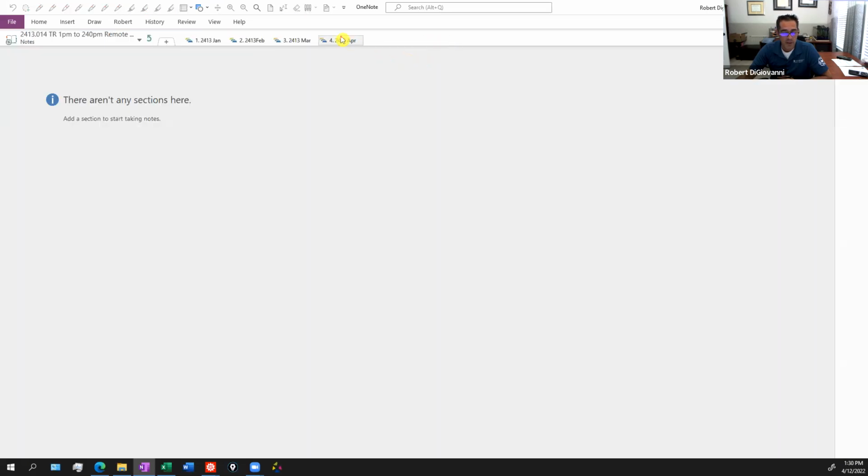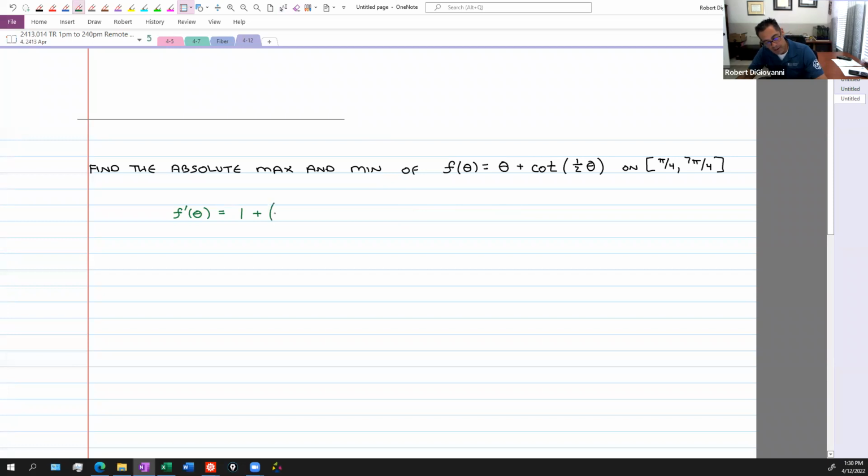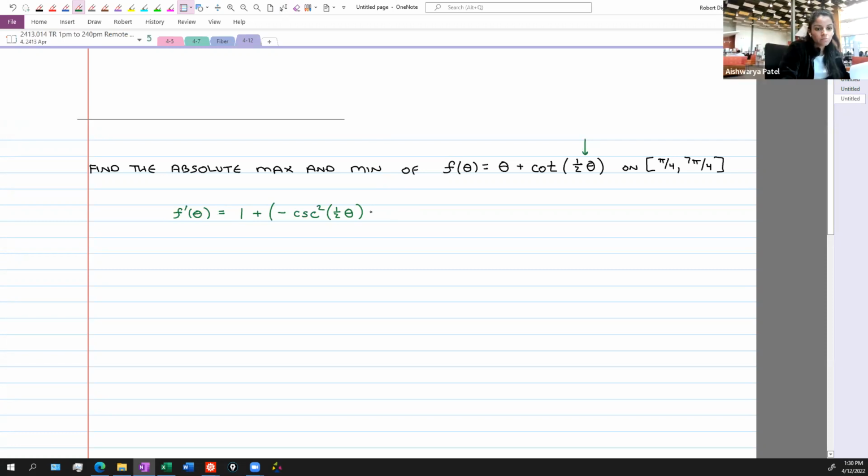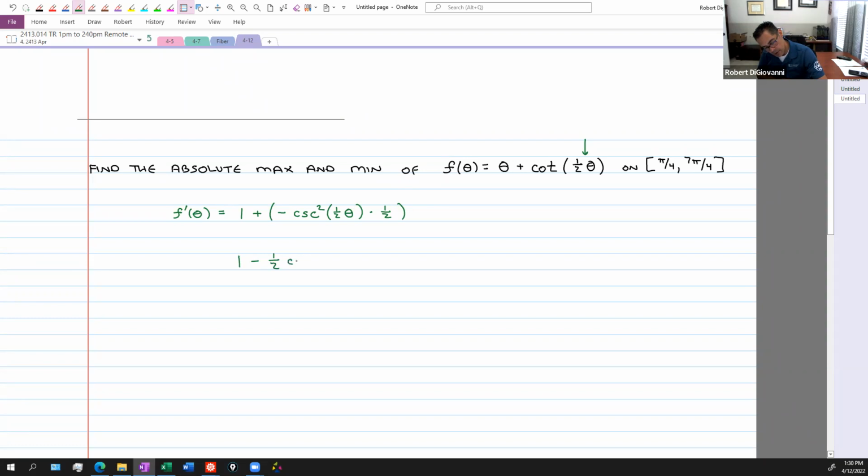That's what we need. So this should be negative cosecant squared of x, but for us it's not x, it's 1/2 theta, right? So now I've taken the derivative of the cotangent part. Chain rule, got to go inside and take the derivative of 1/2 theta. What's the derivative of 1/2 theta? 1/2. All right, there we go. We're done with the derivative. Let's clean it up. 1 minus 1/2 of cosecant squared of 1/2 theta.